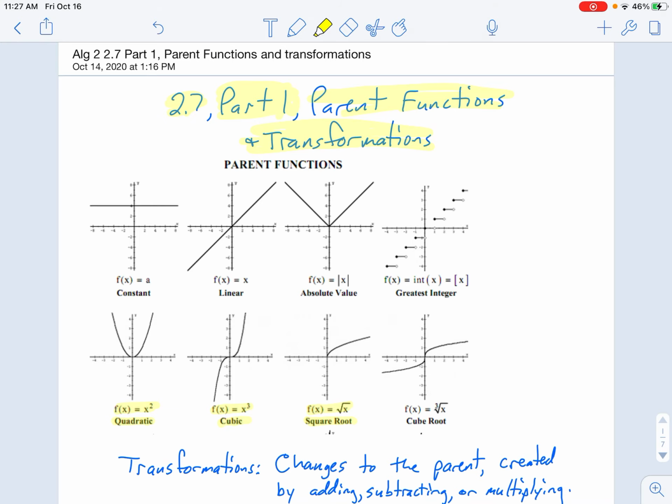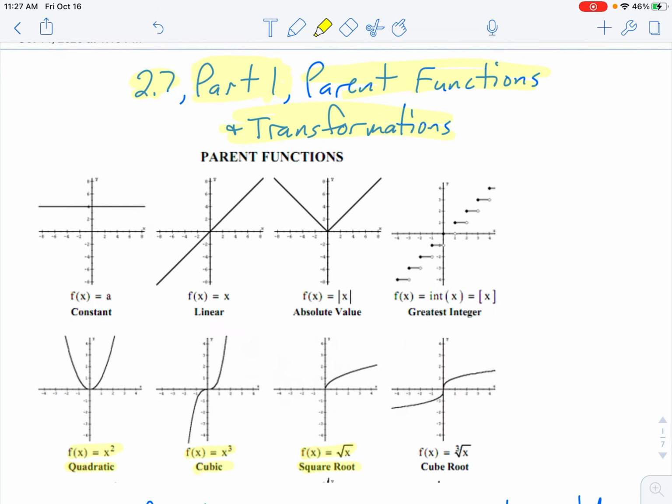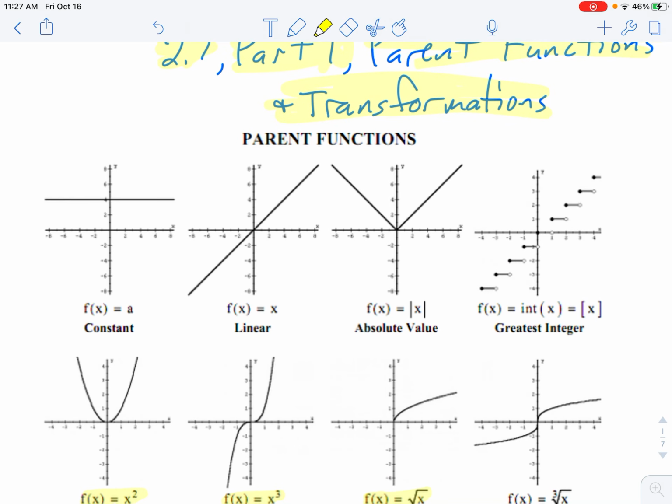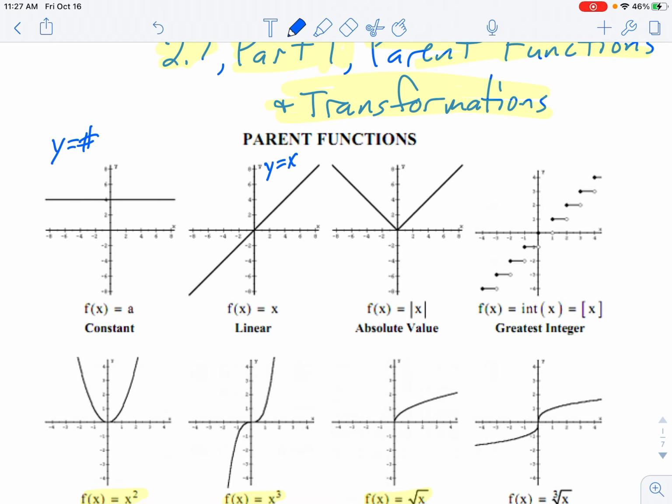Okay, so the topic is parent functions and transformations. A parent function is a type of equation that gives a particular shape. For example, what we've already talked about, y equals a number creates a horizontal line. y equals x creates a slanted line. y equals the absolute value of x creates a V shape. We've already covered these. These are called parent functions.